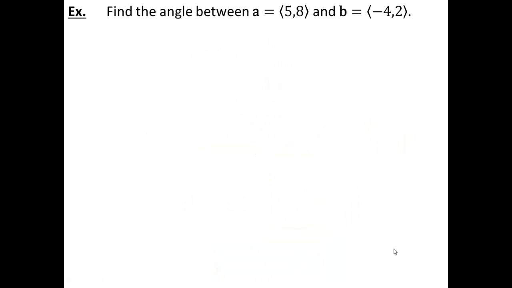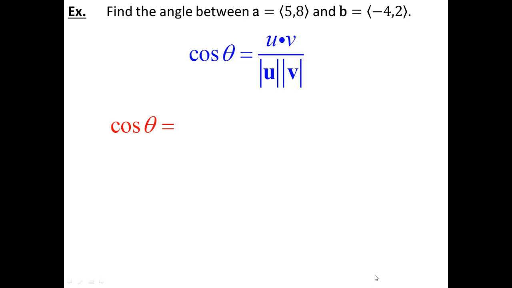Alright, here's another one for you to try. Try it on your own and then see how I did it. Find the angle between 5, 8 and negative 4, 2. We'll start with the formula. We'll figure out the dot product first. 5 times negative 4, which is negative 20. 8 times 2, which is 16.